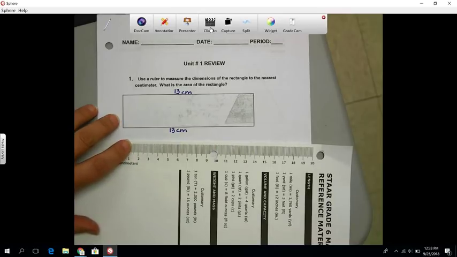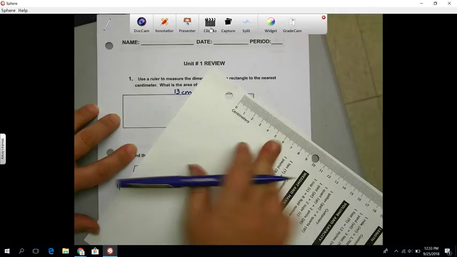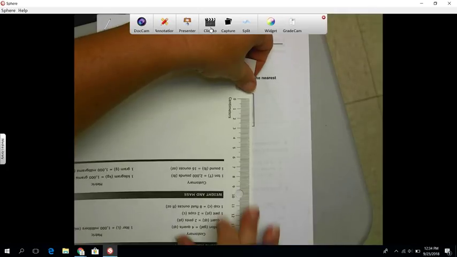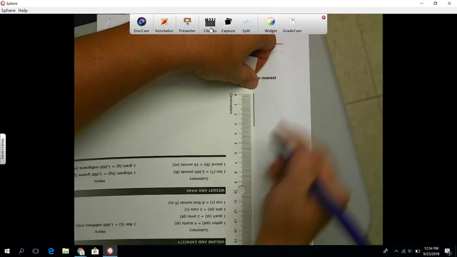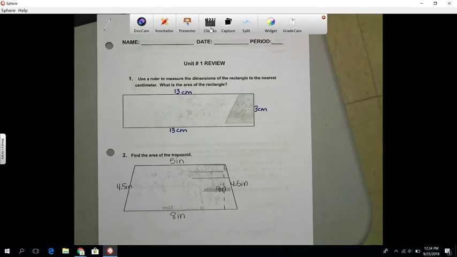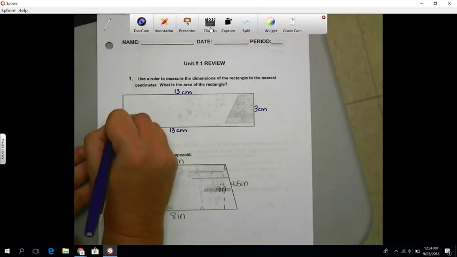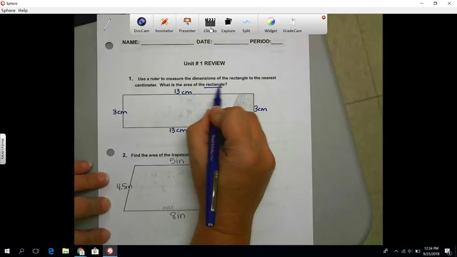Now we need to measure our right and our left side. When I measure my right side using my star chart, the nearest whole number is 3 centimeters. So we're going to write that there on the right. Because it is congruent with what is on the left, we're going to go ahead and write 3 centimeters on the left. Now we need to know the area of a rectangle.